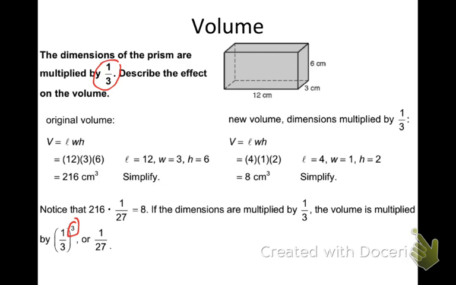So, for example, if everything is multiplied by 1/3, if my original volume is 216, my new volume now is 8. Why is that? Because I take 1/3 to the 3rd power. Let's say I struggle with that. Well, again, as always, I could just simplify everything down and then find the new one. There's just that shortcut in there.